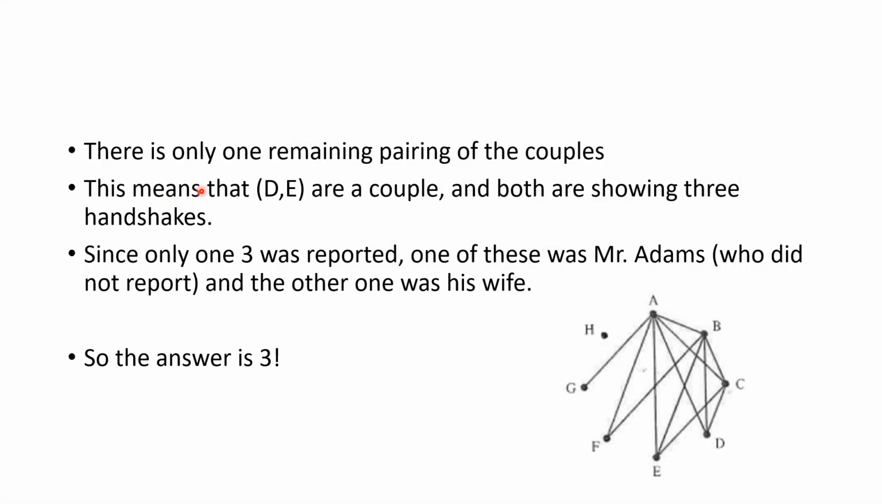There's only one remaining pairing of the couples, and that means that D and E are a couple. And both of these are showing 3 handshakes. Now, since only one 3 was reported, one of these was Mr. Adams, and he did not report to himself, but the other one had to be his wife. So the answer is 3.